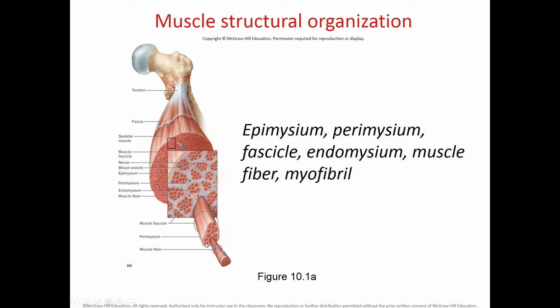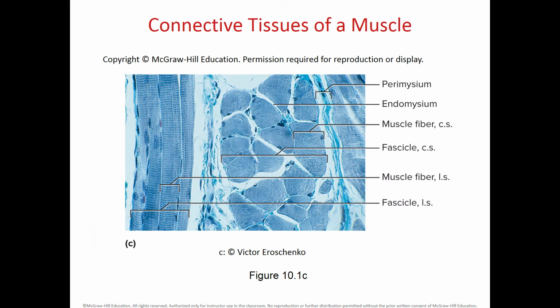And then here we will have the endomysium that surrounds these muscle fibers. And then inside the muscle fibers we have myofibrils. So this is one of the key points that we just saw before. These are the connective tissue layers of a muscle. Then we have this perimysium, we have this endomysium, and then we have these muscle fibers in here.